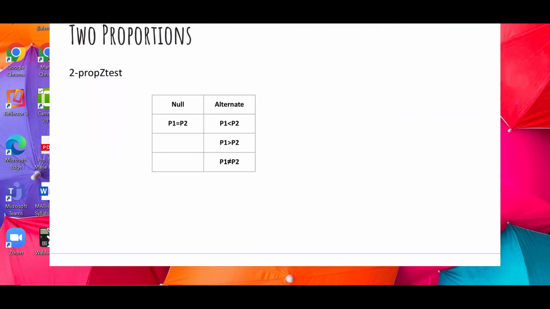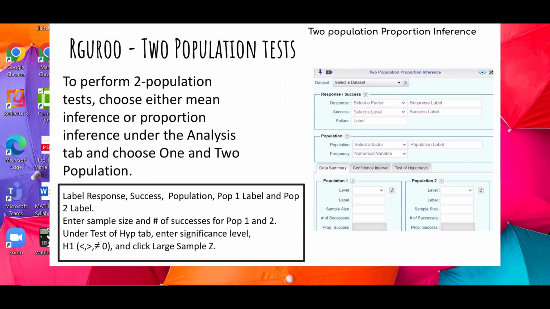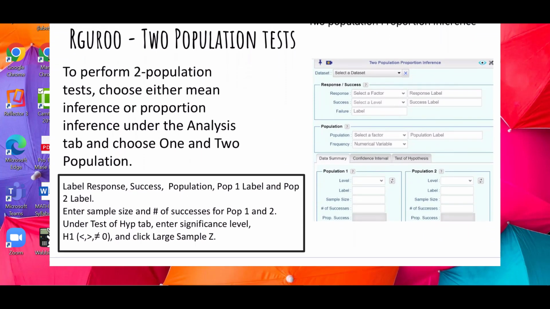All right, moving on. We're going to talk about some two proportion tests now. We've already talked about how to write the null and the alternate. The biggest difference here is that you use p's instead of mu's. So to perform this test, you would choose proportion inference under the analytics tab and the analysis drop down. You need to make sure that you label the response label and the success label. You do not have to label a failure.